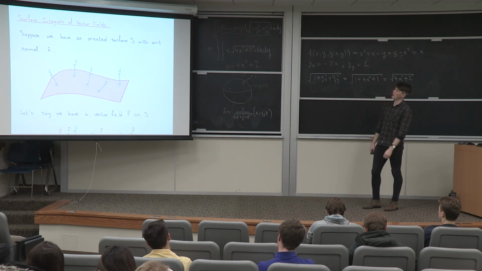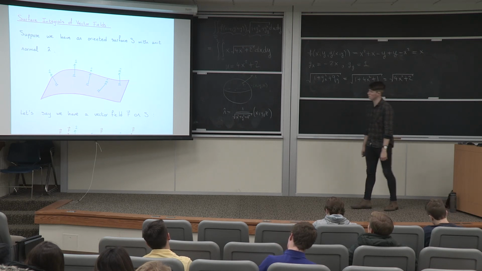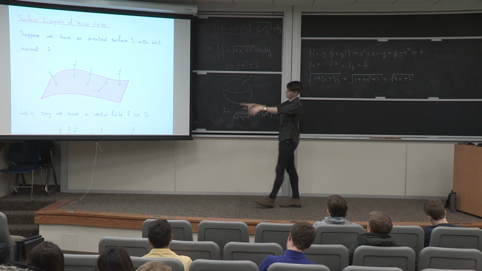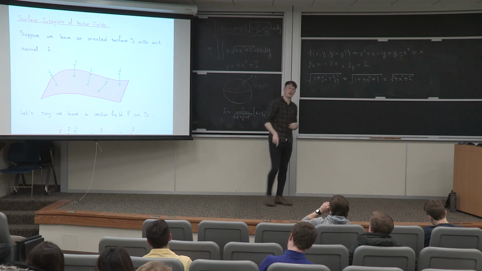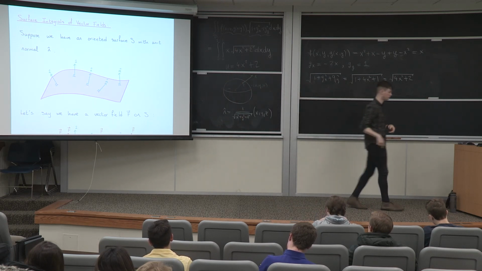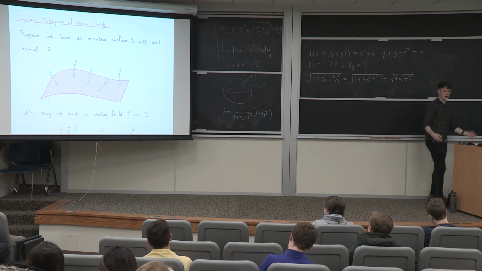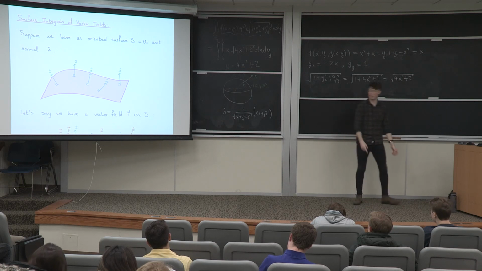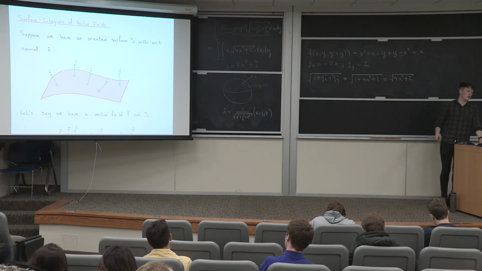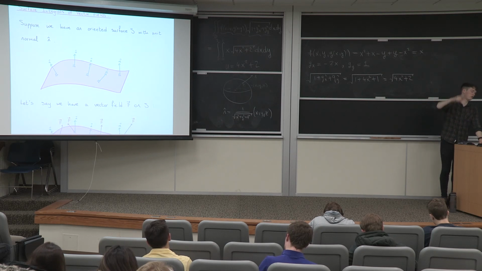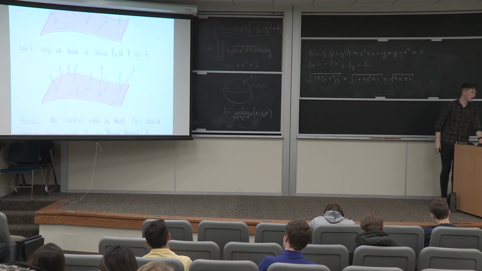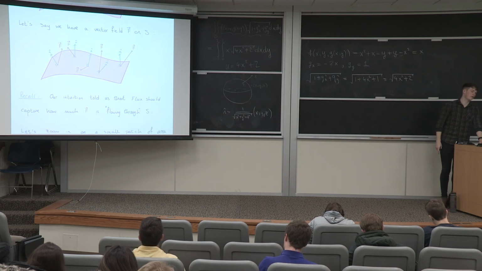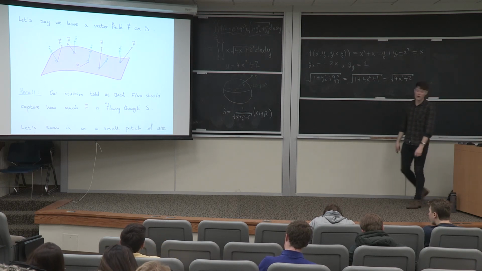So, suppose we have an oriented surface S with unit normal N. I've got my surface, I've drawn all my normal vectors, I've decided that up is positive. And let's say I put a vector field on this surface. So I have some vector field which could be a flow, magnetic, electric, water. We have this scenario.